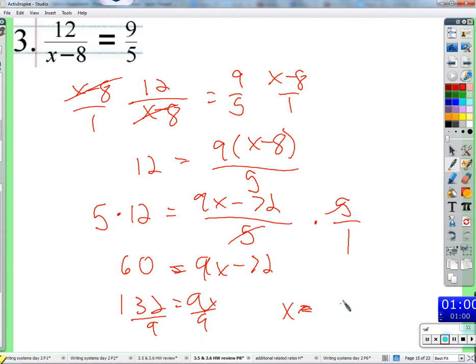It's 14.6 repeating. So how about divide 132 by 3? It's 44. 44 over 5. So I'm going to go with it. All right, so time's come.